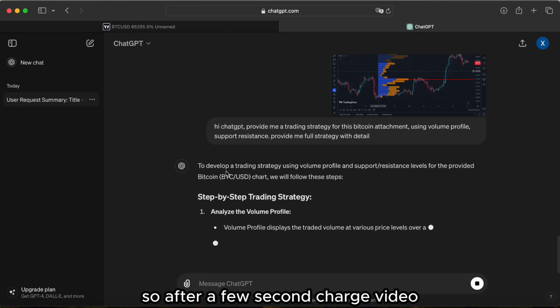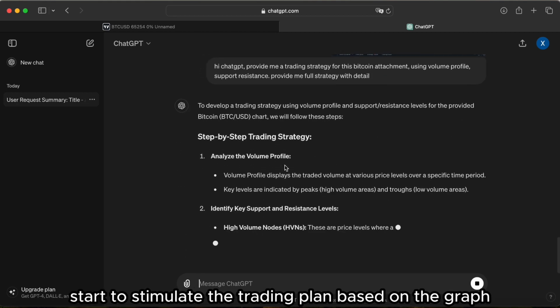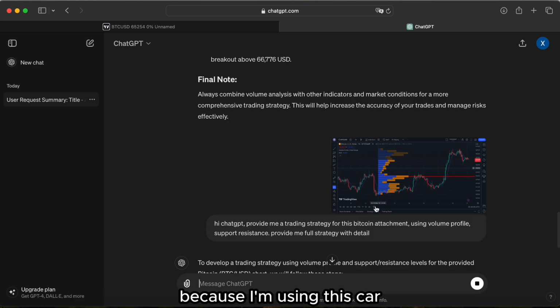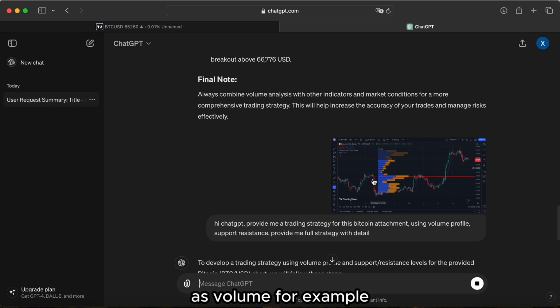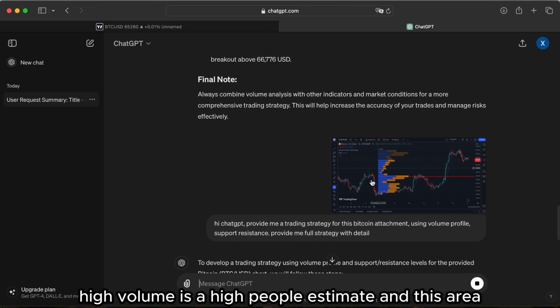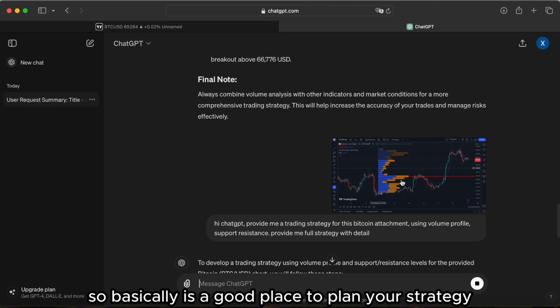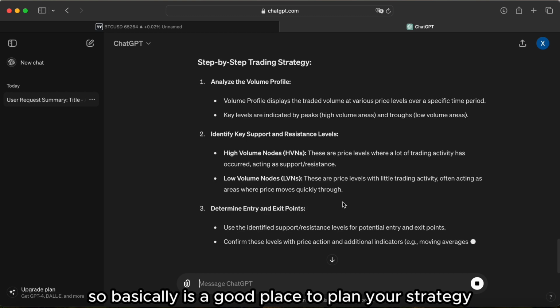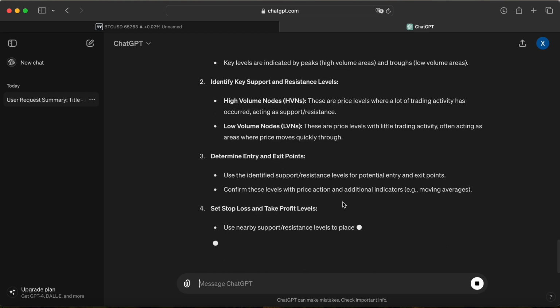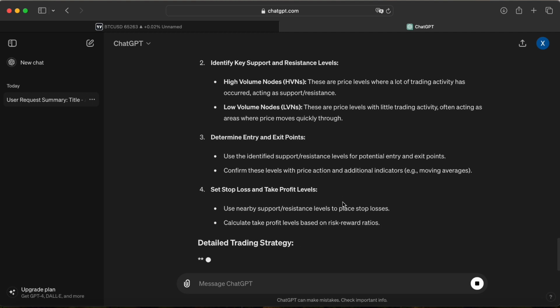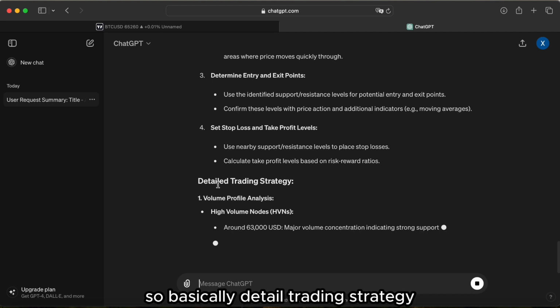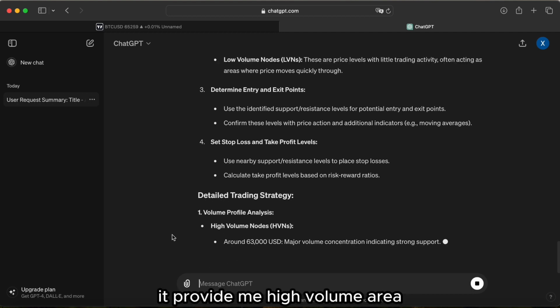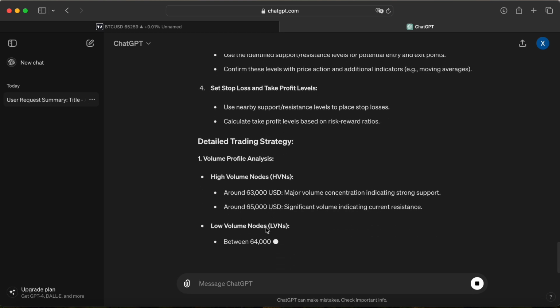After a few seconds, ChatGPT will start to simulate the trading plan based on the graph. I'm using this graph because I most likely prefer to use volume profile. For example, this area, high volume means many people accumulate at this area. So basically, it's a good place to plan your strategy. So basically, the detailed trading strategy provides me high volume area and low volume area.